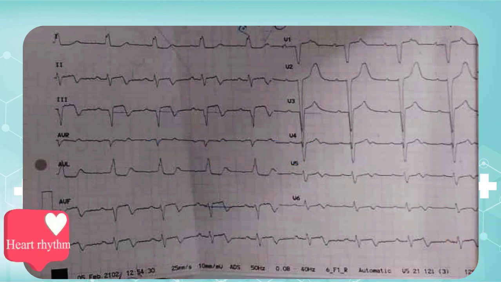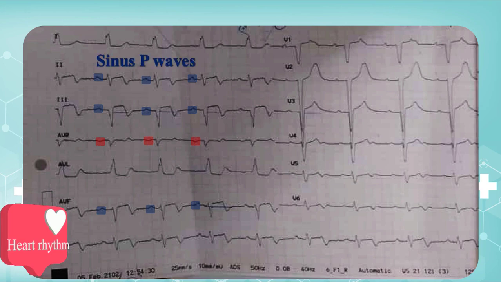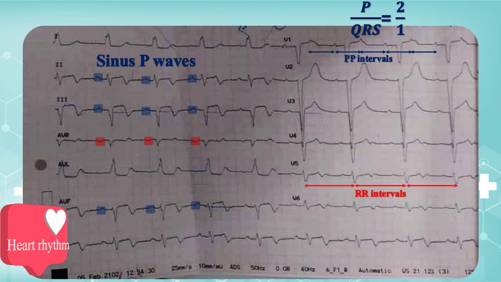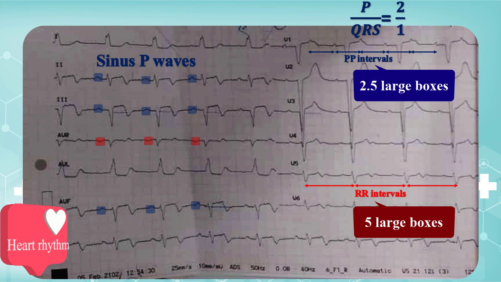Next thing is heart rhythm. There are uniform P waves with positive polarity in inferior leads and negative in AVR, so the P waves are sinus. Red arrows are pointing at the P waves. As you see, alternating P waves are non-conducted and superimposed on T waves, so the ratio of P wave to QRS complex is 2-to-1. The PP interval and RR interval are stable, and about 2.5 and 5 large boxes respectively.